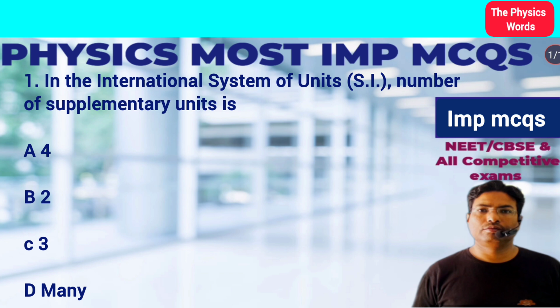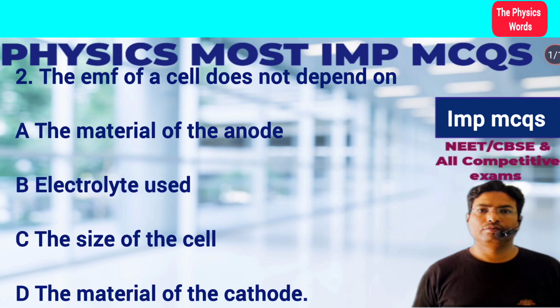Question number first. In the International System of Units (SI), number of supplementary units is. The correct answer is option B, 2. Next question. The EMF of cell does not depend on. The correct answer is option C, the size of the cell.